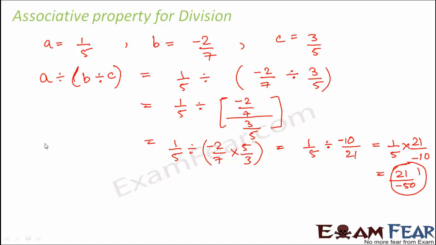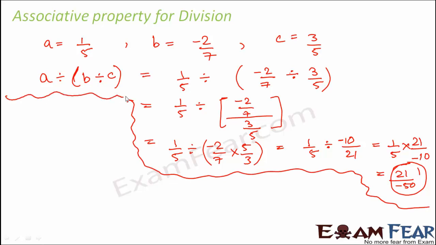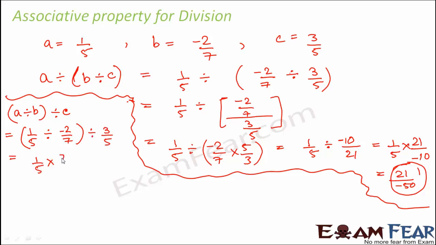Now in a similar way, let us try to calculate the other value. So we have made some space here. So let us calculate (A divided by B) divided by C. So this would be 1 by 5 divided by minus 2 by 7, this divided by 3 by 5. So this comes out to be 1 by 5 into 7 by minus 2, this divided by 3 by 5.